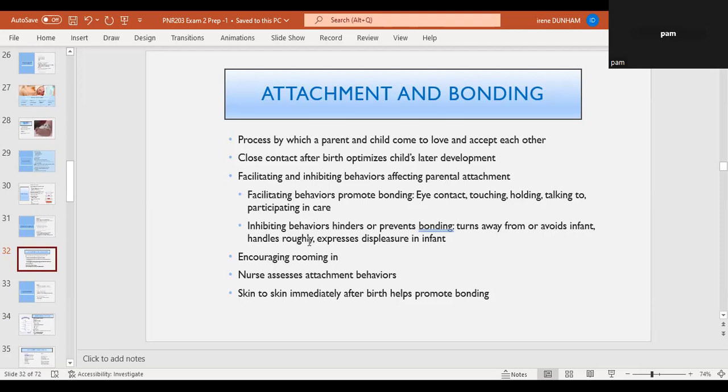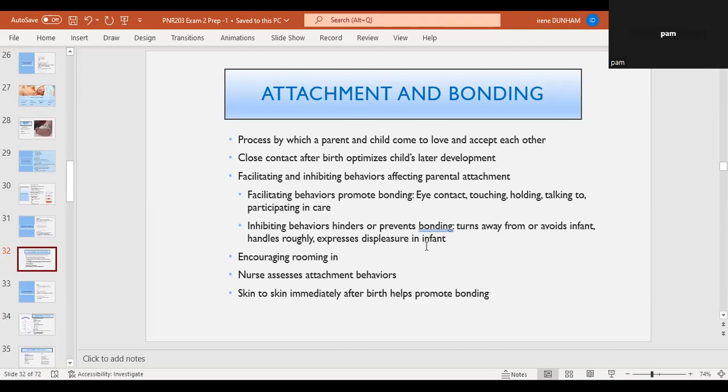handles the baby roughly, expresses displeasure in the infant. Now, you might say, who does that? It does happen, especially if I had one patient, to give you an example, where she had like 4 girls and they were hoping for a boy. Now, way back in the 80s, we didn't have the ultrasounds you had today. So we didn't know. And so when the baby came out in the delivery room and the baby was not a boy, it was another girl. She had 4 girls, I think.